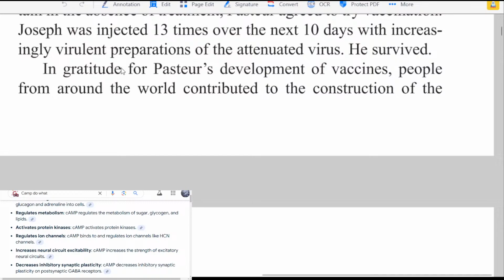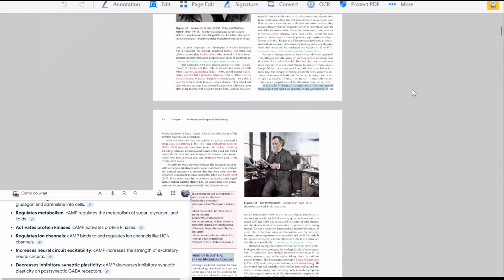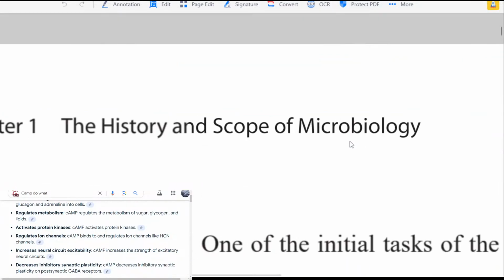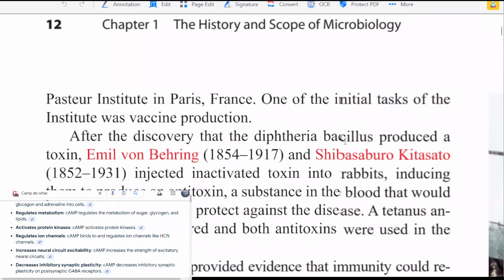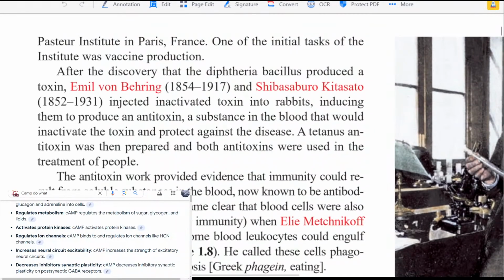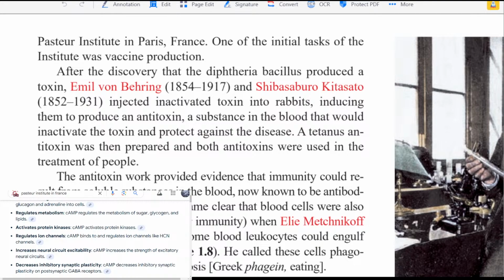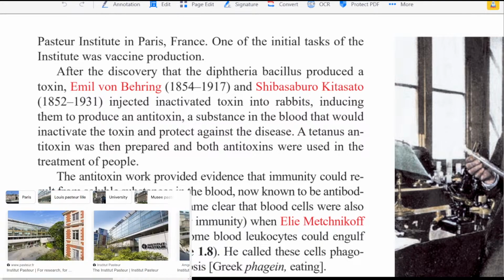In gratitude for Pasteur's development of vaccines, people from around the world contributed to the construction of the Pasteur Institute in Paris, France. One of the initial tasks of the institute was vaccine production. Oh, I didn't know there was an institute named after Pasteur. Pasteur Institute in France. It looks like, let me enlarge it.